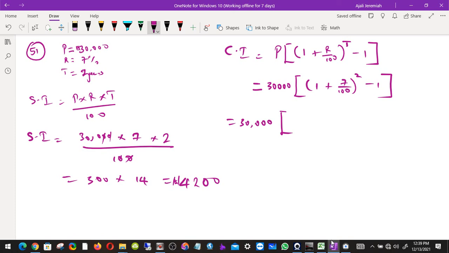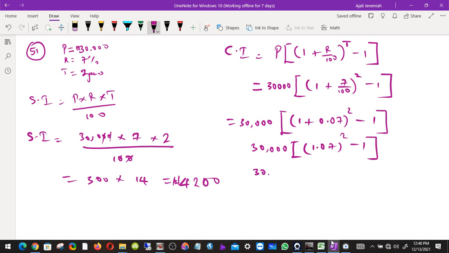30,000. Open small bracket, 1 plus 0.07, raise to power 2, minus 1. So that gives us what? 30,000, open big bracket, open small bracket, 1.07, minus 1. Are we there? Yes. So please press your calculator for me. Oh, mine is wrong. 1.07 square as well.